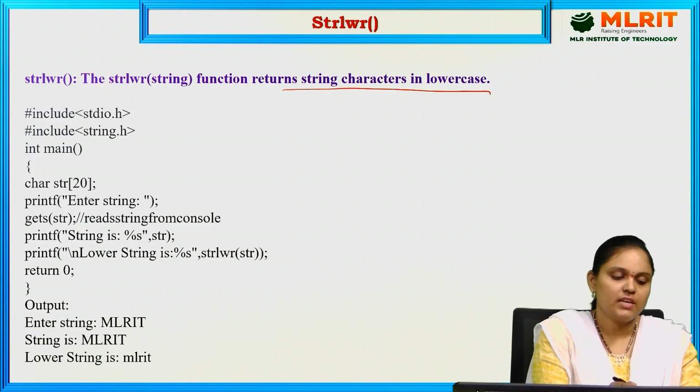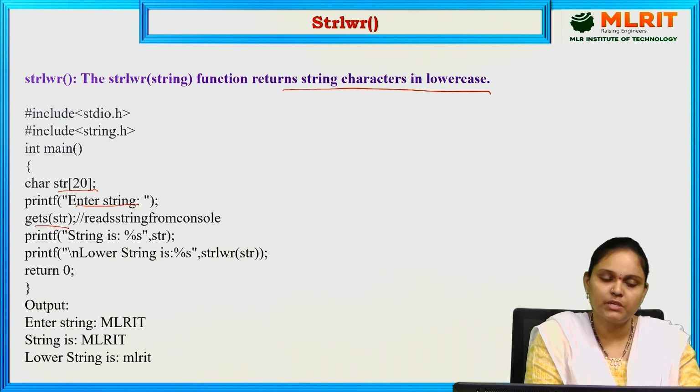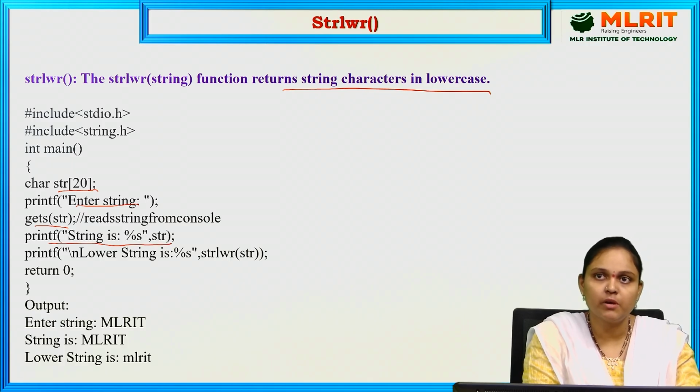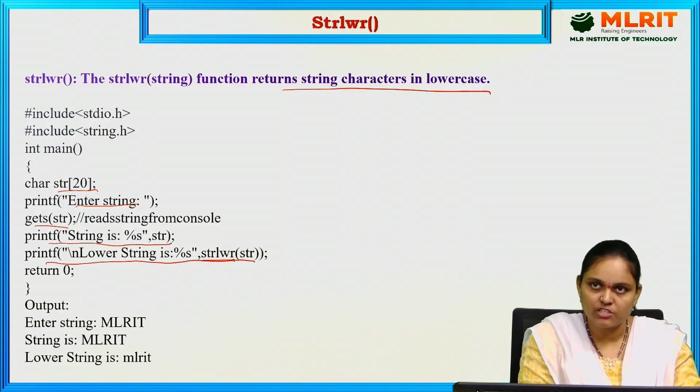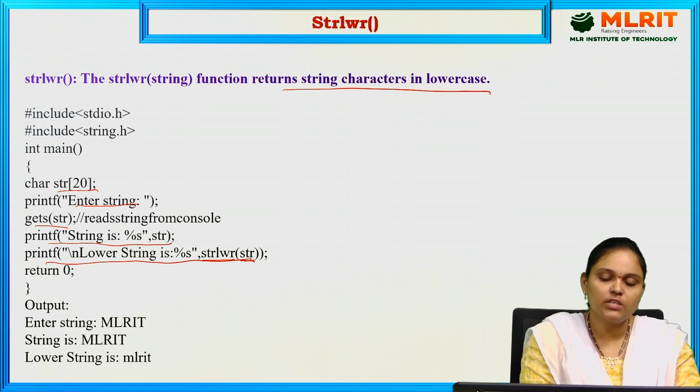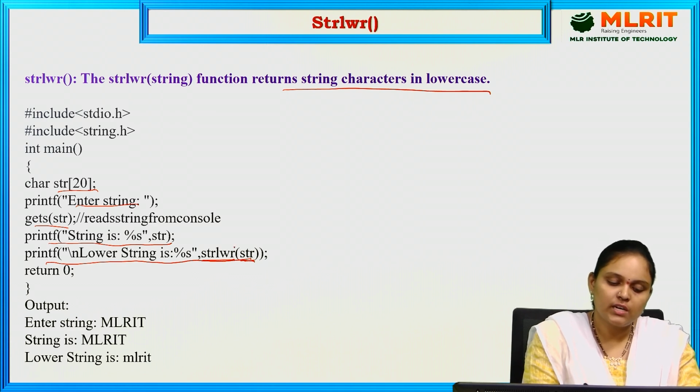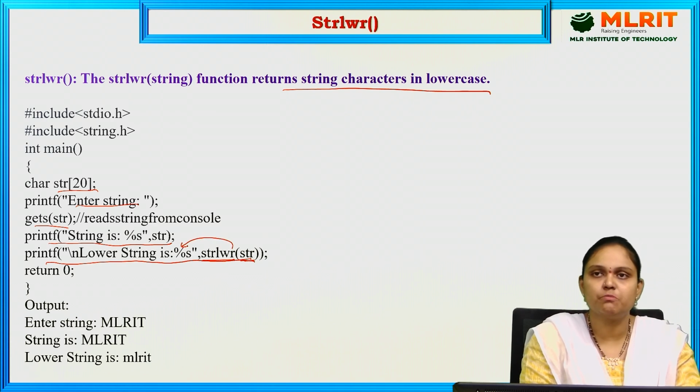So here again, header files, we have declared a string, we are asking to enter a string, and by using getAs function we read that string, and by using printf we print whatever we have read. And next, by using this printf function, we are converting it into lowercase. So see here, strlwr is my function name, and to this we are passing the string name as a parameter. Whatever characters are present in this str string will get converted to lowercase, and that will be printed in the place of this format specifier.